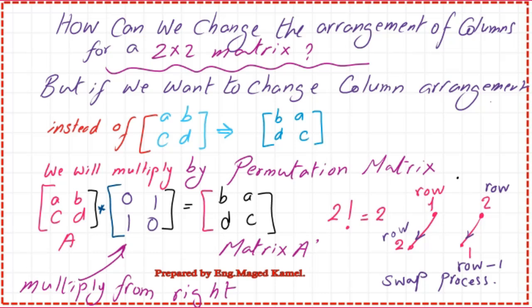The second case, if you want to change the arrangement of columns of matrix A, we are going to make the swap in the permutation matrix, but we will multiply matrix A by the permutation matrix on the right side. So A times the permutation matrix will lead to a swap of columns, as we are going to see. Suppose we have A, B, C, D, and we want the B, D to be the left side and the A, C to be the right side.